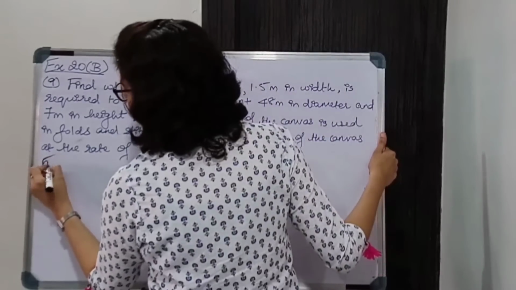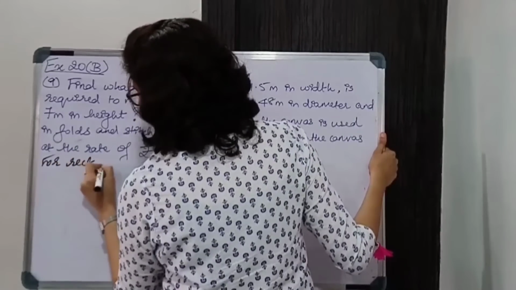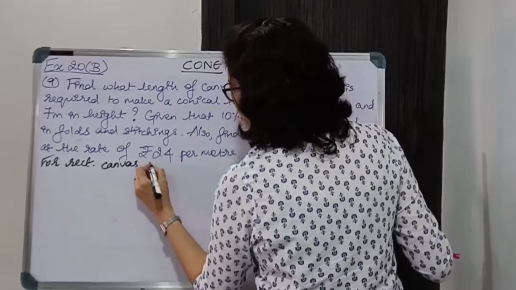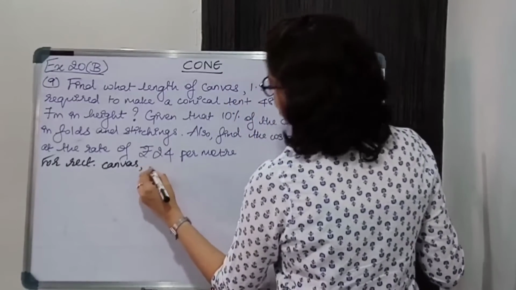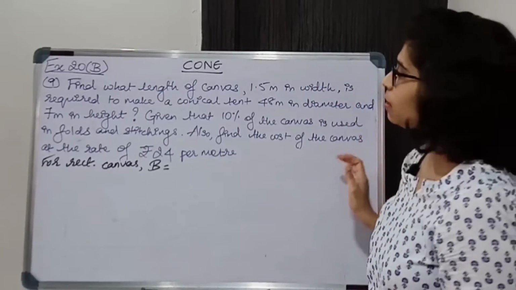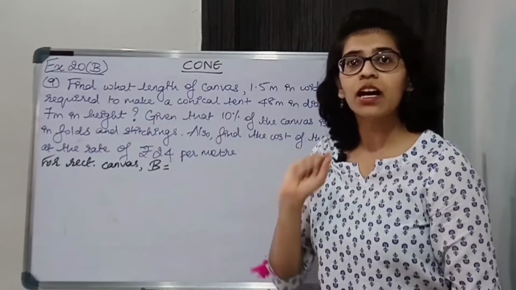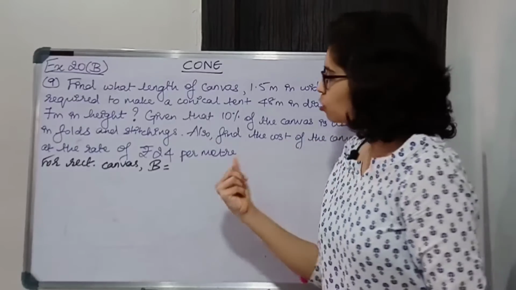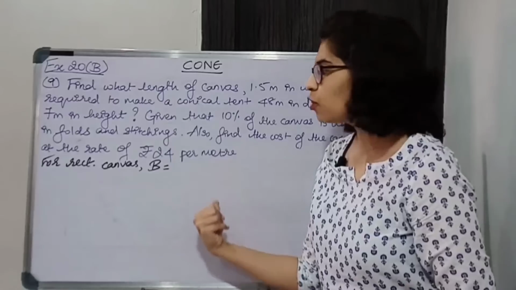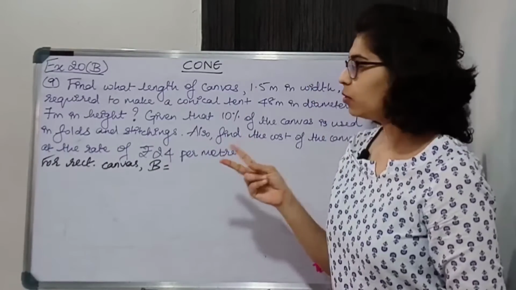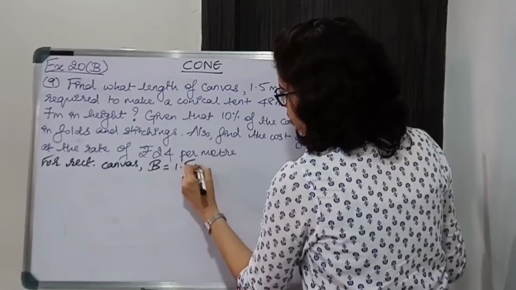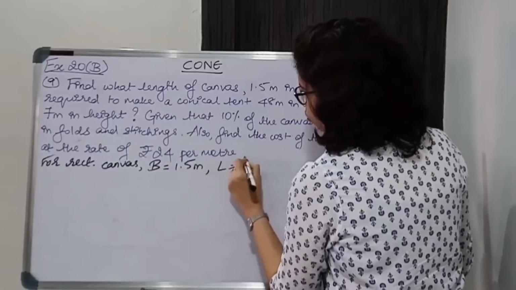Now for rectangular canvas, what are we given? We are given that its breadth. Now I am taking capital B and capital L. Why am I doing that? Because curved surface area में भी slant height लगेगा, which is small l. So if I take small l over here for length of the rectangular canvas and for slant height, तो confusion हो जाएगा. Okay, so I am taking capital B and capital L. So 1.5 meter. And L we don't know.